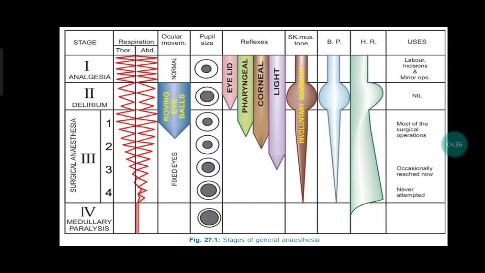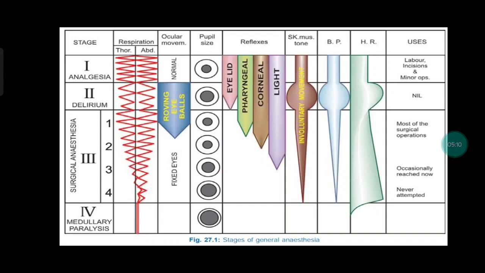Now we can see stage 1, that is the stage of analgesia, wherein the thoracic and the abdominal respiration rate has increased and keeps on fluctuating. This shows that it is just the beginning of the anesthesia. The ocular movements here are normal. Pupil size is normal. All the reflexes, skeletal muscle tone, blood pressure and heart rate, everything here is present and normal. This stage is used in labor, incisions and minor operations. Stage 2, that is the stage of delirium.